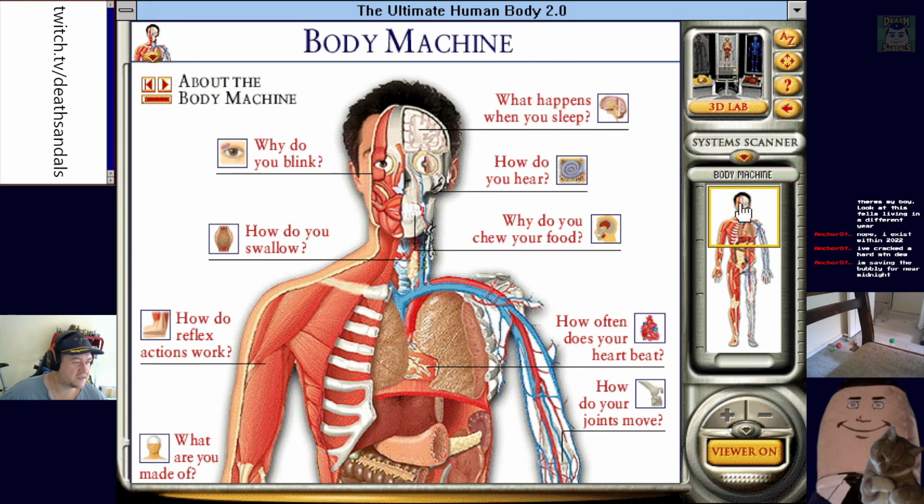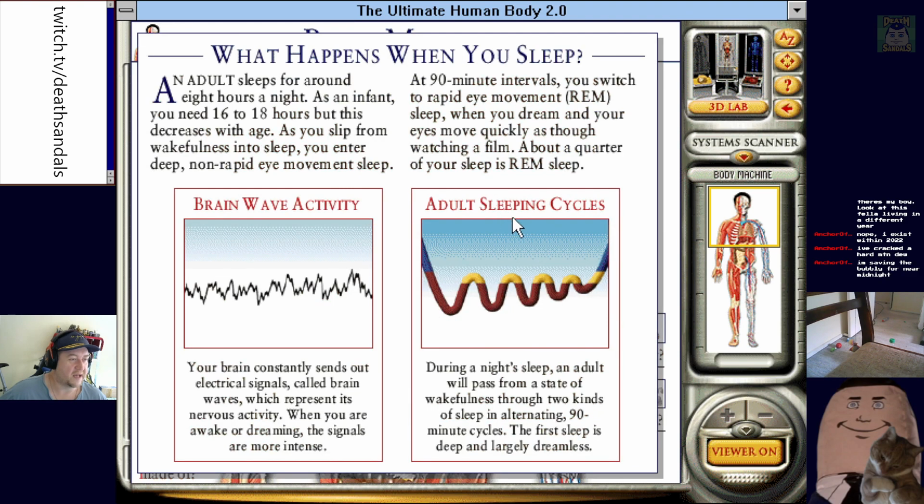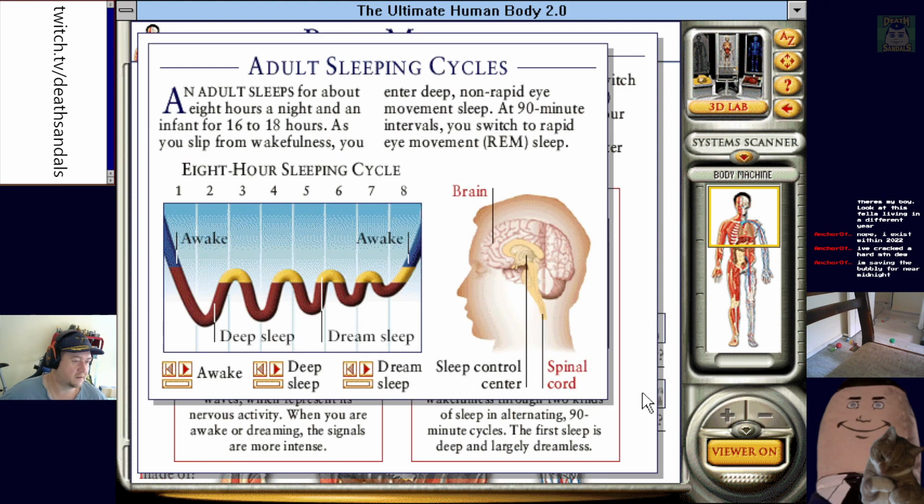I was trying to learn stuff to do the quiz later on. Yeah, I should know what happens here when you sleep. Oh, you don't want to tell me that? Okay. Adult sleeping cycles. Every 90 minutes you're meant to switch to REM sleep. Yeah. Oh, okay, and we can see an average 8-hour sleep, a bit of that going on.